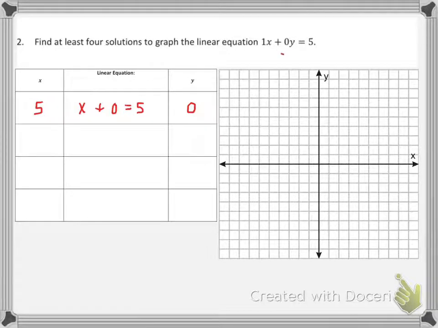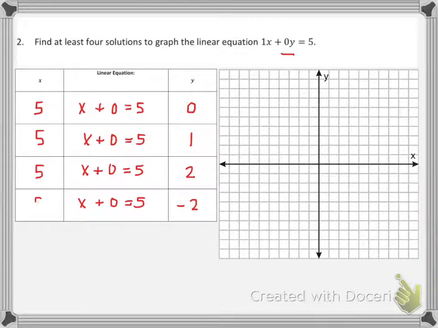And doesn't it make sense, no matter what we put in for y? Let's say we put a 1 in for y, we would get x plus 0 times 1, well, that's 0. That's equal to 5, so x equals 5. If we put a 2 in for y, x plus 0 times 2 is 0. That's equal to 5, so x equals 5 again. And let's try a negative number, maybe negative 2. X plus a negative 2 times 0 is still 0, and that equals 5, so x equals 5. So no matter what we put in for y, we get x equals 5.